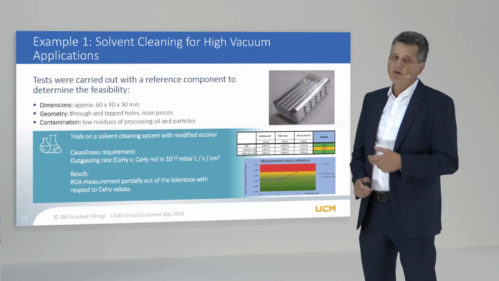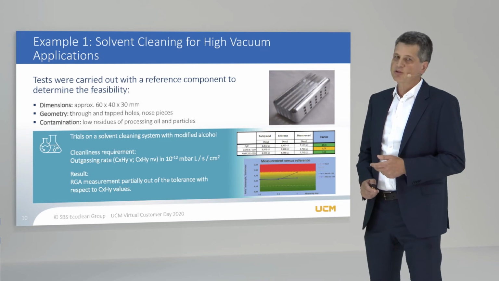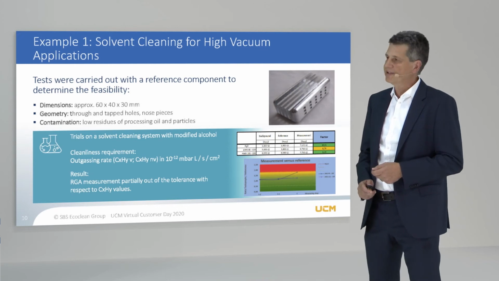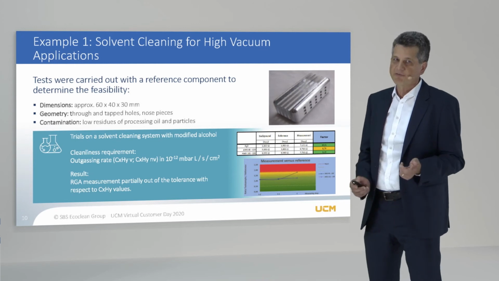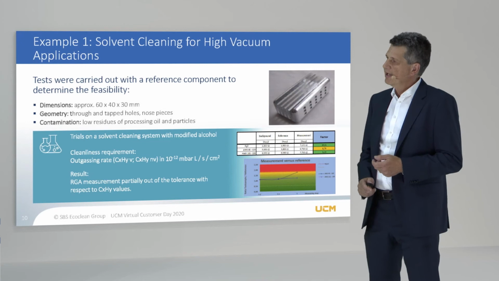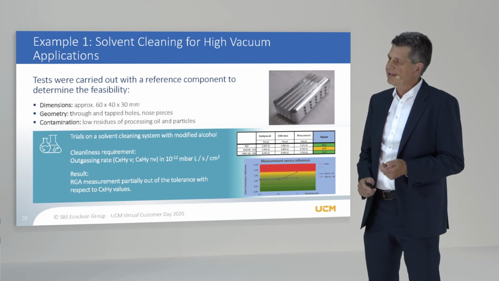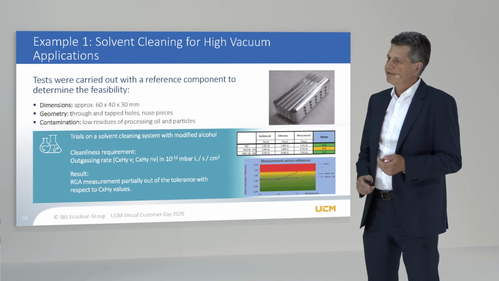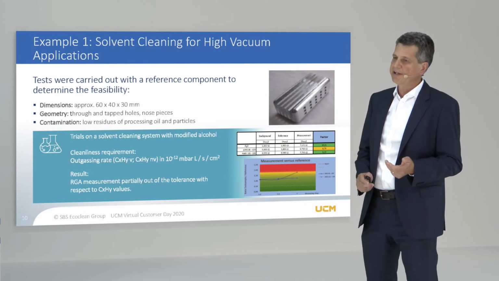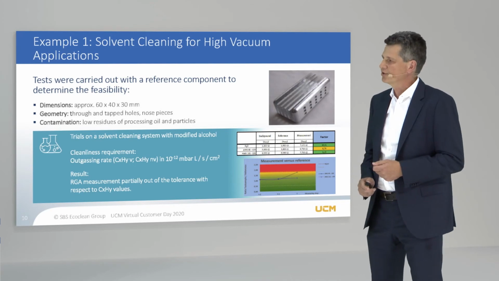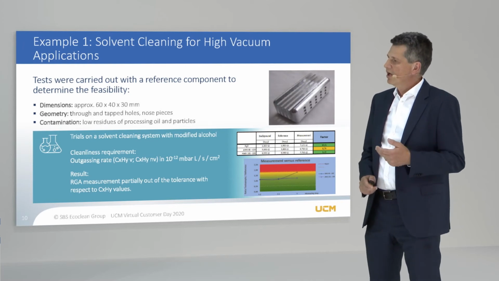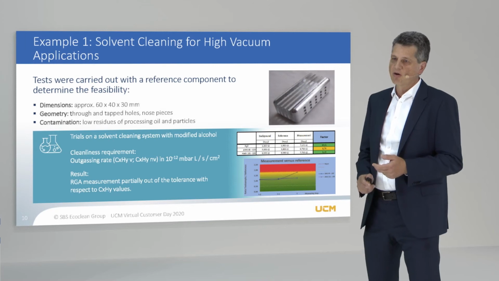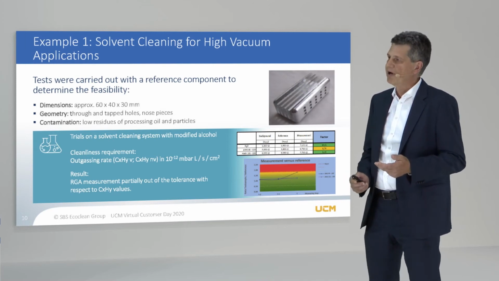So in order to make it more transparent, we have prepared two examples for you. The first example comes out of the high vacuum technology. And we used a reference part, since there are so many different various components. A reference part has been designed to be able to get a good feeling if this is the right process, if it works or not. And this part has been machined with blind holes, threaded holes, through holes and bars and so on, in order to make it as complicated as the real parts.